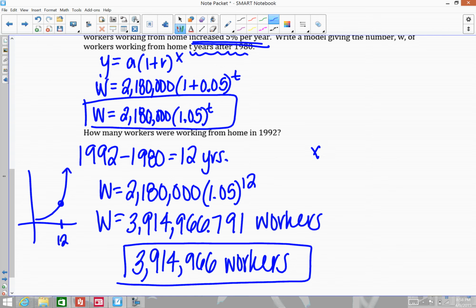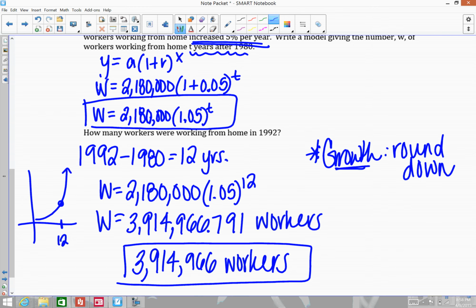So basically the rule of thumb here is when it's growth, you have to round your answers down, even if typical rounding directions wouldn't say so. So you have to consider the situation. You can't just use typical rounding directions for these because if it's something that would have to be a whole number, you have to think about it. Well, I'm not quite at that next whole number, so I have to round down because that's what I can guarantee at 12 years.